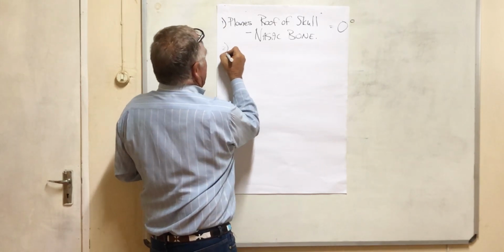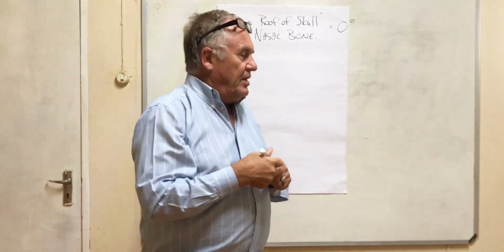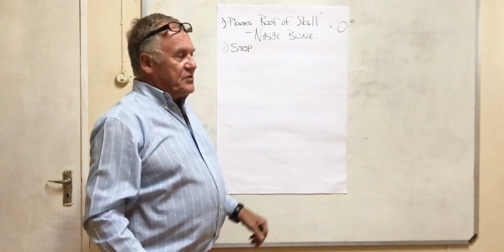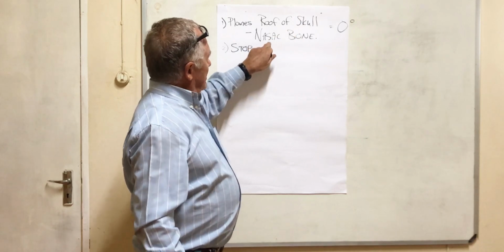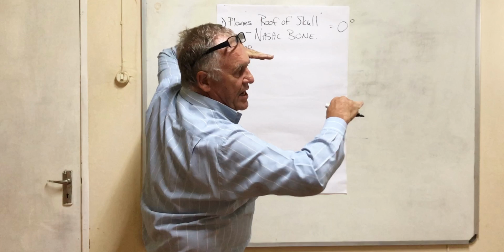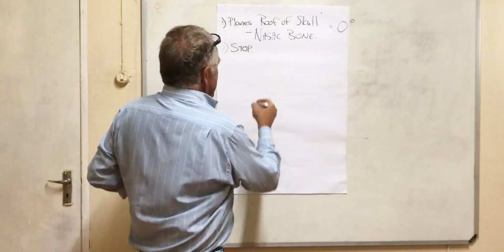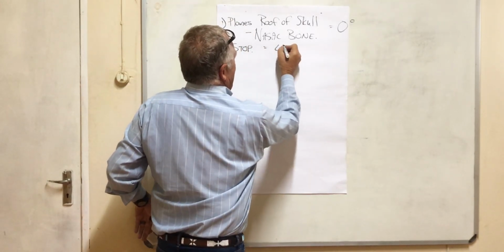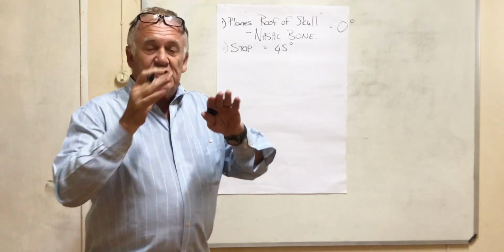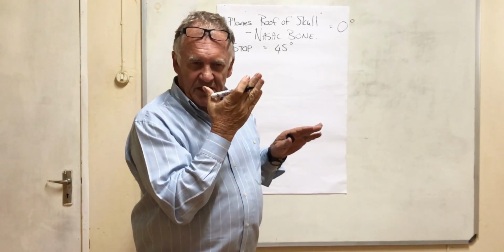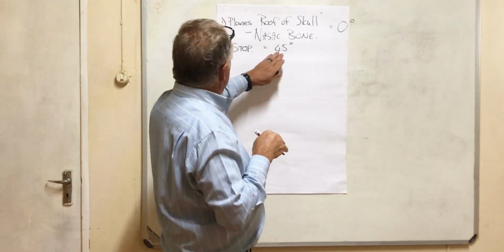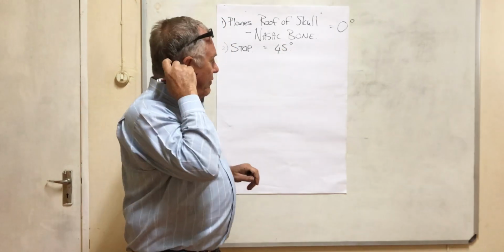The second thing we are going to look at, the second angle, is what we call the stop. The stop is where the roof of the skull goes over to the nasal bone. It's the part where the roof steps down to the nose. That angle there should be 45 degrees. Right? It shouldn't be 90 like a boxer. It shouldn't be straight like a bull terrier. It is a 45 degree angle which the stop forms.